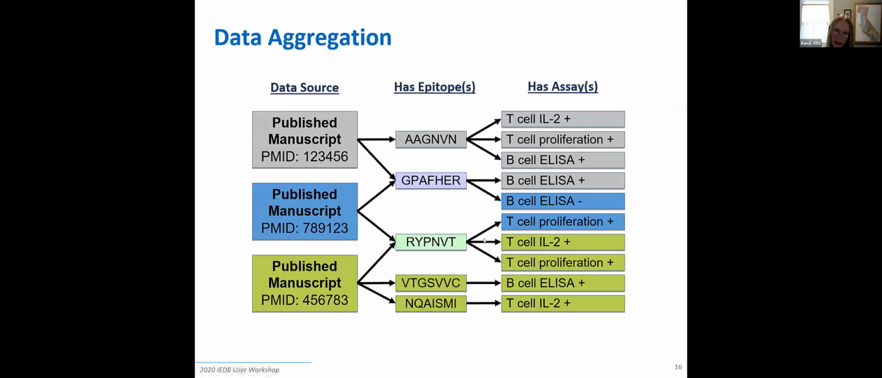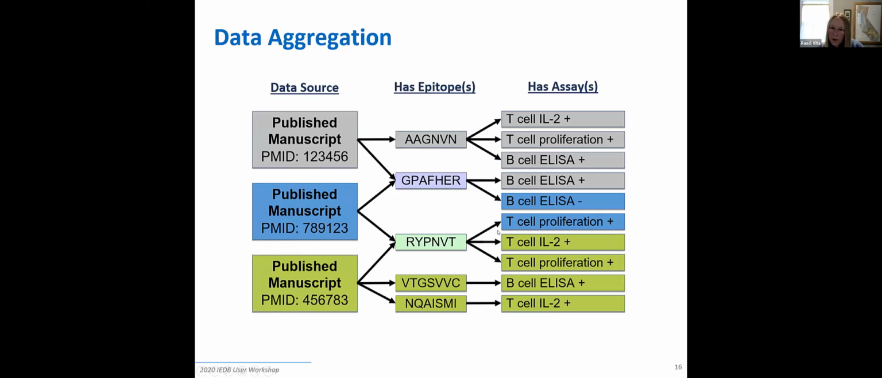And so the goal of the IEDB is to aggregate all of this data together from all of the papers, every epitope described in the paper, in every experiment that was performed. And one epitope may be tested in many different papers, or it may be tested only once ever in one experiment or many, many experiments. That's highly reflective of the literature and what people are doing out there.